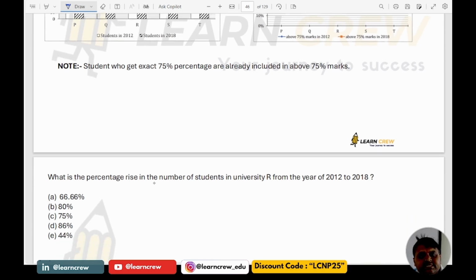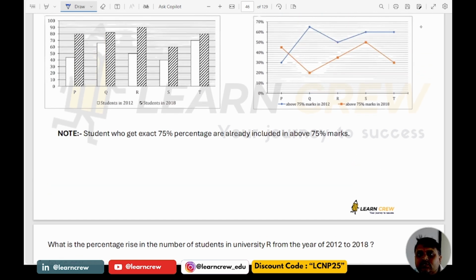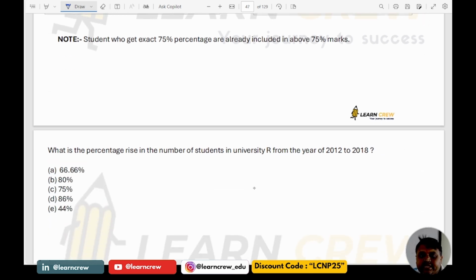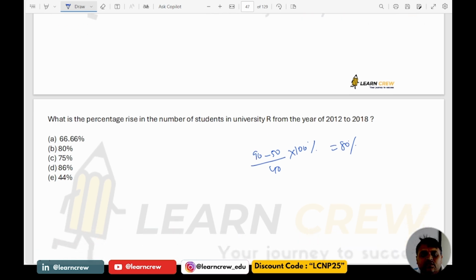What is the percentage rise in the number of students in university R from 2012 to 2018? It has 50 to 90. From 2012 to 2018, it increased from 50 to 90. So it is 90 minus 50, 40 by 50 into 100. The percentage increase would be 80%. Next question.